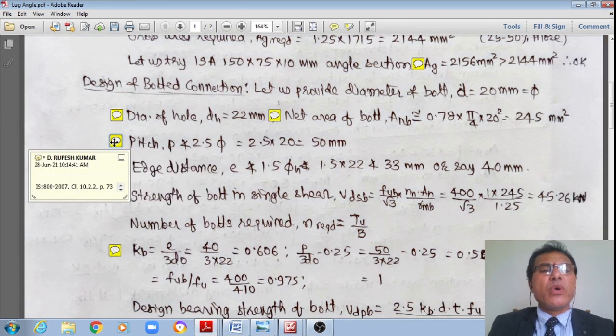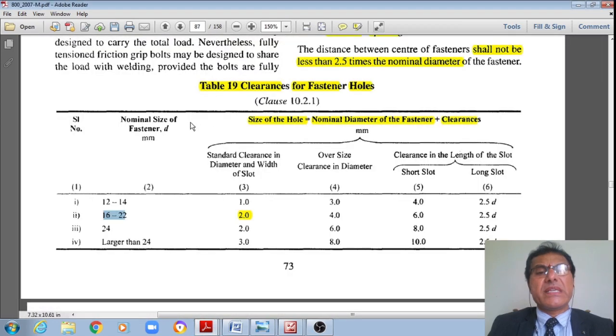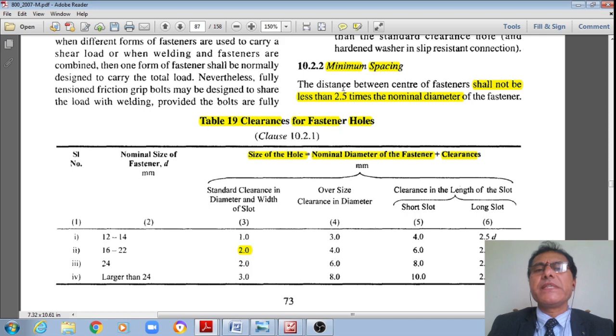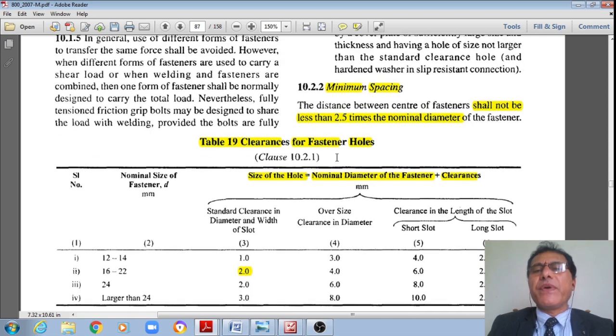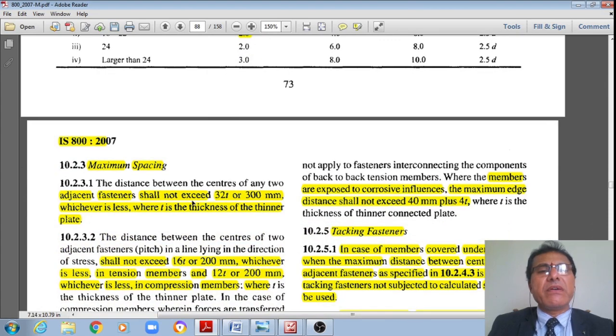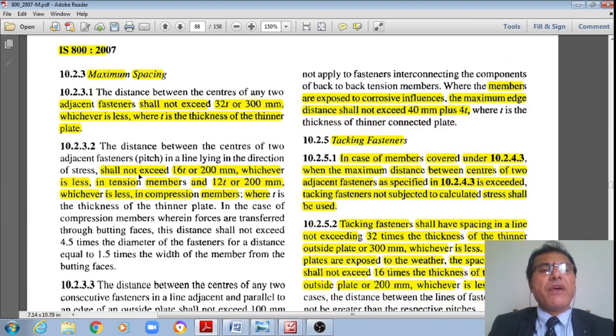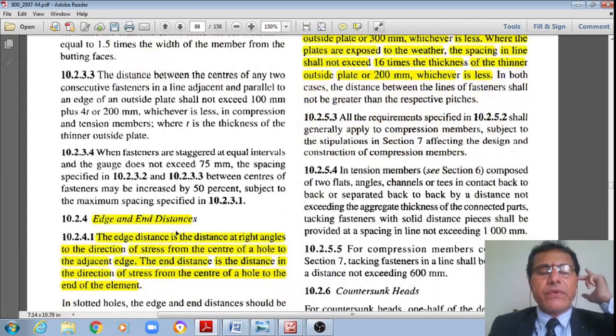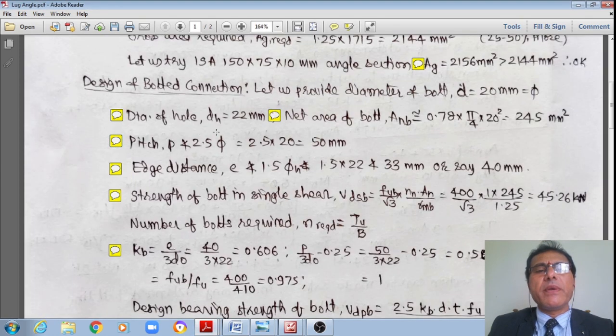Next, from clause 10.2.2, page number 73 of this IS 800, the minimum spacing, the pitch, should not be less than 2.5 times the nominal diameter, and the maximum spacing shall not exceed 32t or 300 mm. If it is a tension member, the maximum pitch should not be more than 16t or 200 mm, whichever is less. We are designing a tension member, therefore 16t or 200 mm. Now, pitch should not be less than 2.5 times nominal diameter, therefore not less than 2.5 multiplied by 20, which is 50 mm.